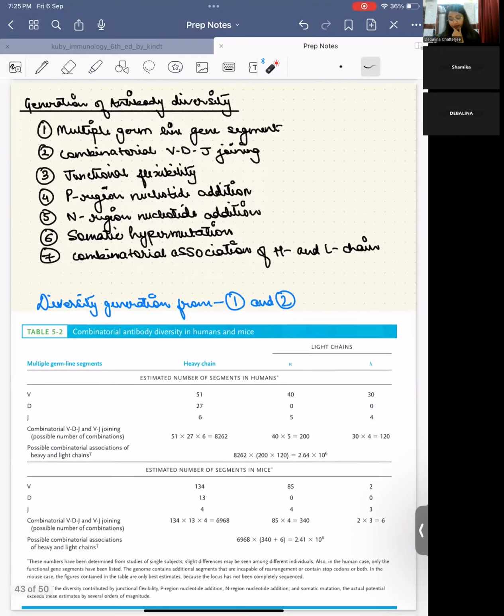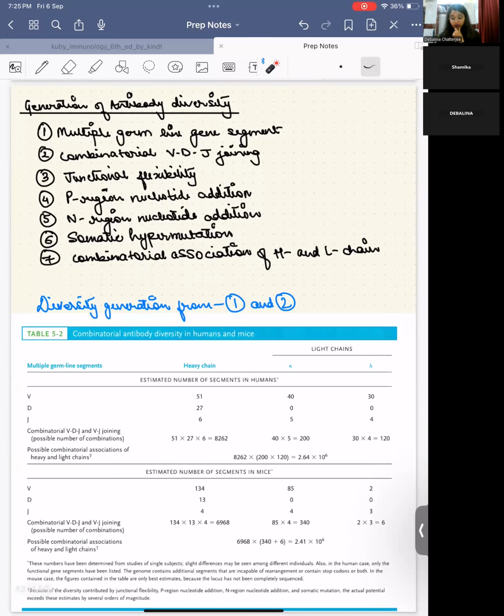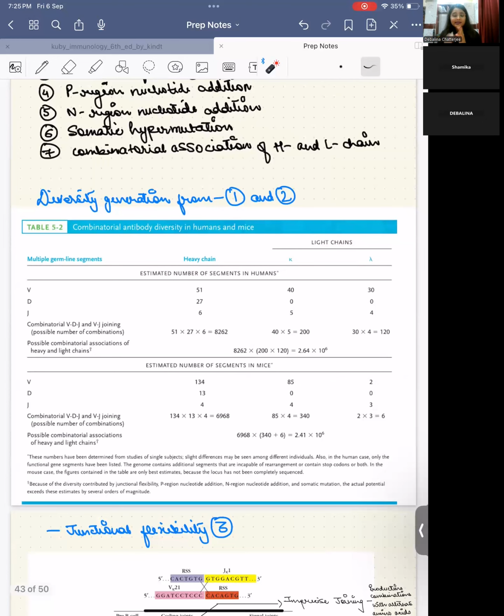Now we will get into the further understanding of why there is antibody diversity. We have pretty much discussed the first and the second phenomena, where we already understand that multiple genes have to come together to form the respective chains of your antibody molecule, and they can come together in different combinations of VDJ joining. And how many possibilities does this give rise to? So it might come up as a numerical.